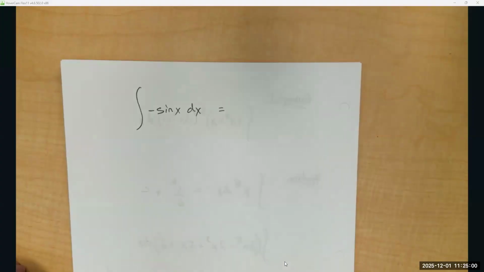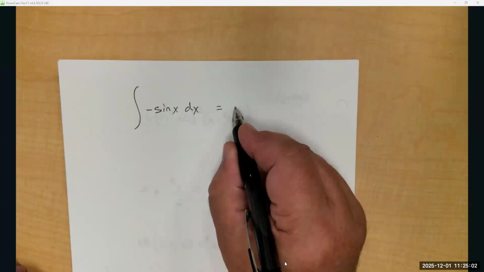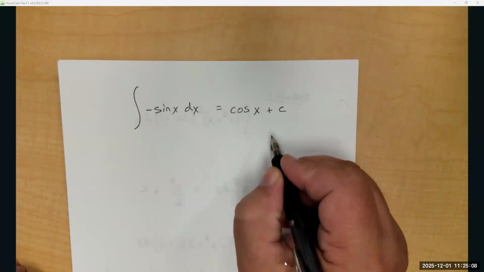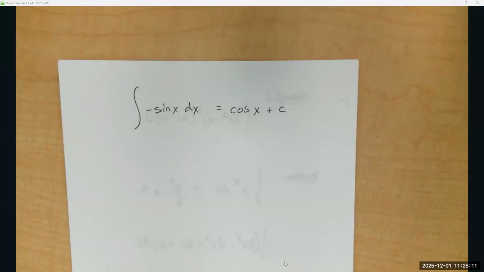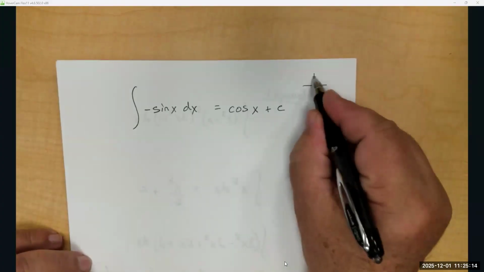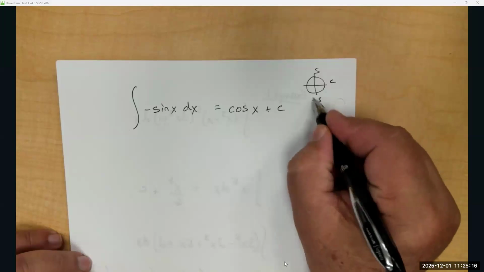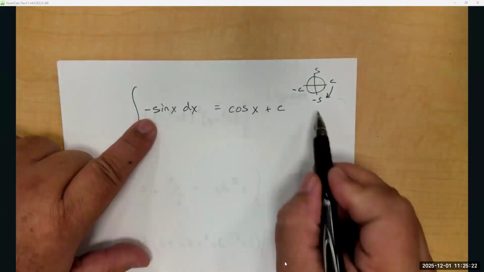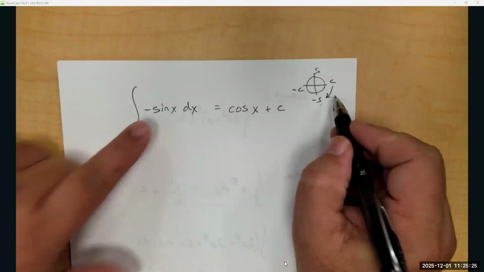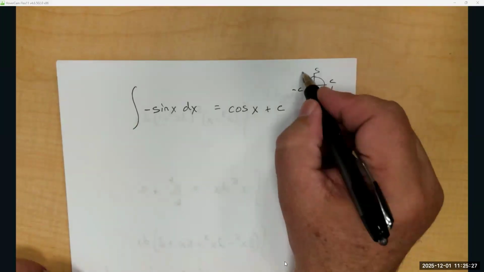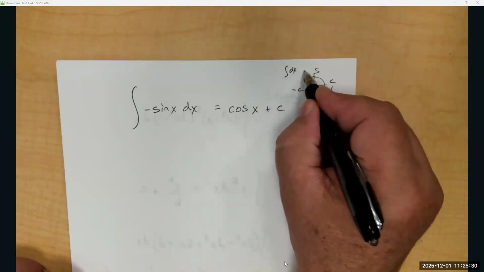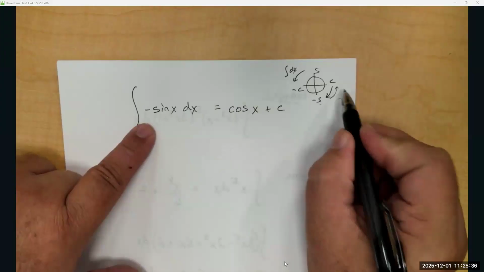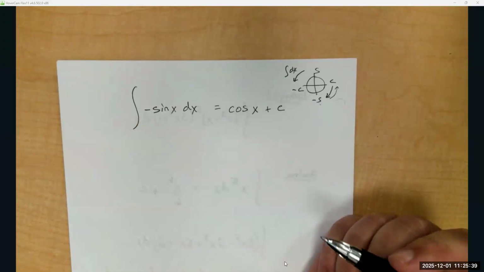What's the answer? Because if you use the unit circle, remember this is sine, cosine, negative sine, negative cosine. So what derivative gives us negative sine as a derivative? Remember I said that derivatives go this way, antiderivatives go this way. So what's the integral of negative sine? Cosine plus c. Very good.